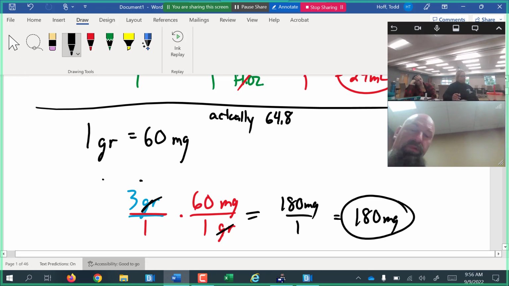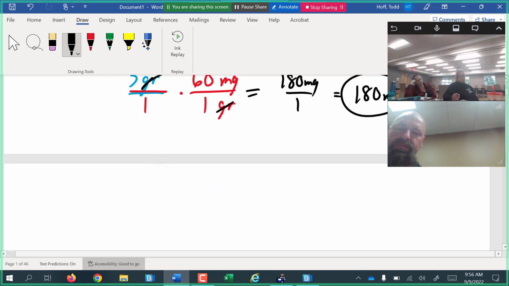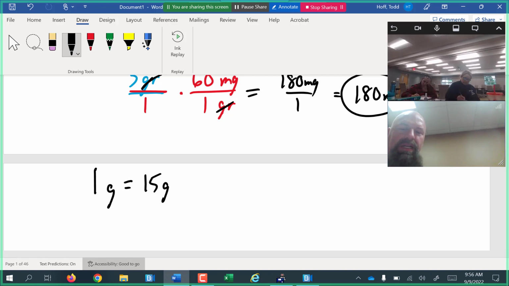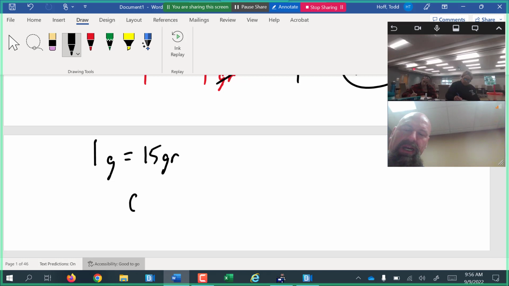We can have the grains going into grams. 1 gram is approximately 15 grains. Now this one's a little closer. It's actually 15.4, but we round it to 15 to make it work. So we might have 0.2 grams and have to convert it to grains.